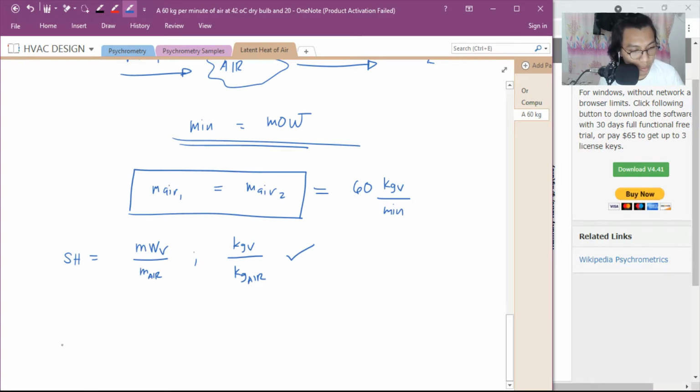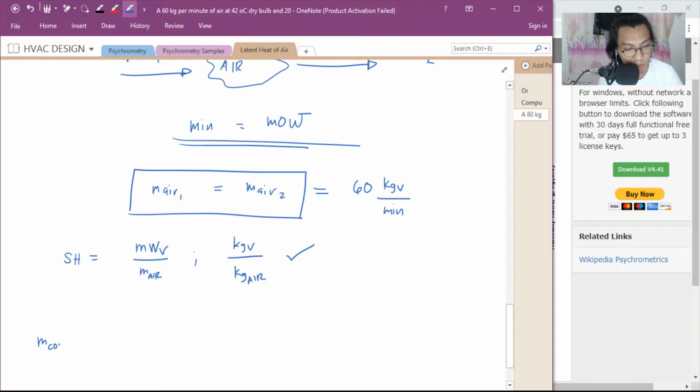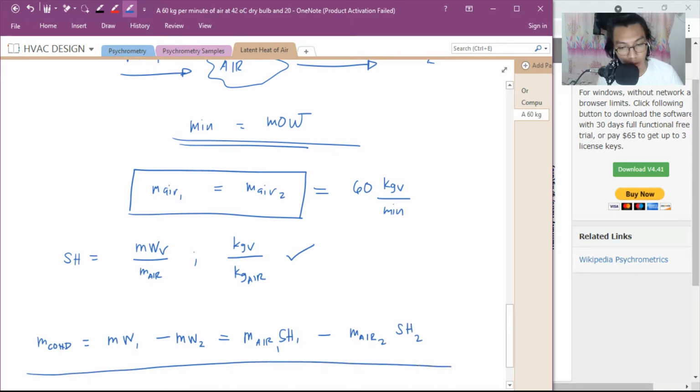Now, coming from this, the mass of the condensate is equal to the mass of water vapor 1 minus the mass of water vapor 2. And that is equal to the mass of air, remember that in QL, the mass of air multiplied by the specific humidity SH1, minus the mass of air 2 times the specific humidity 2. That is the condition.